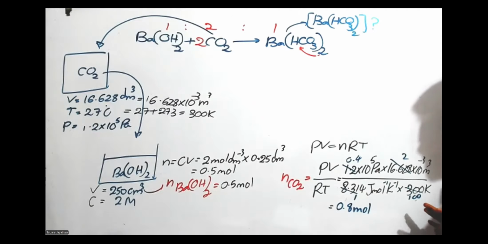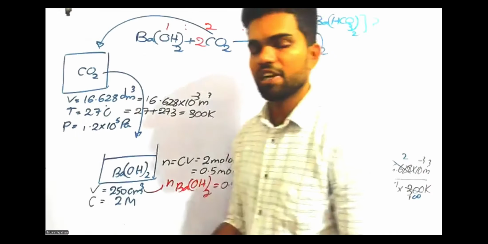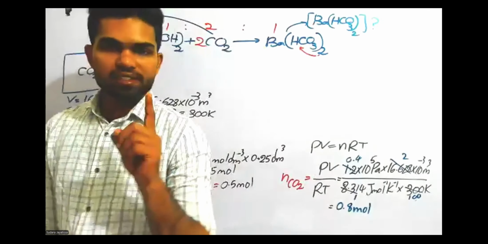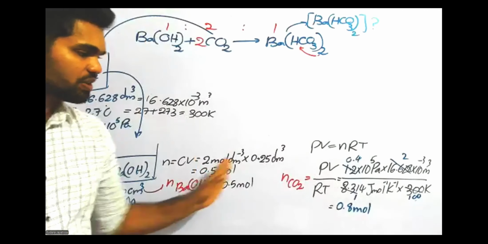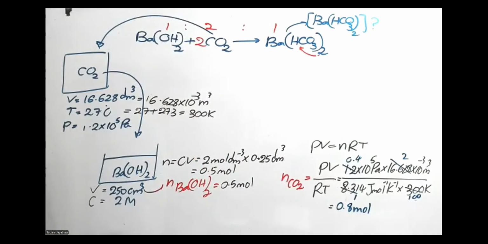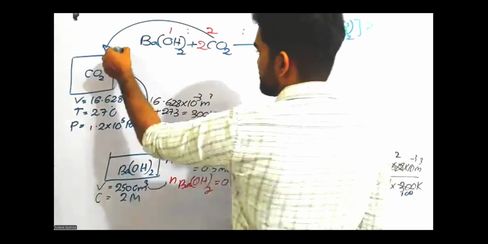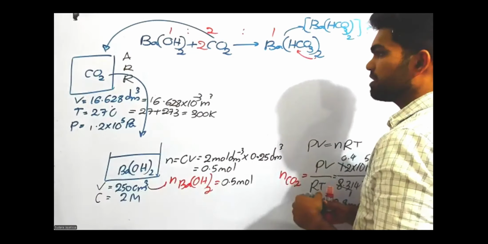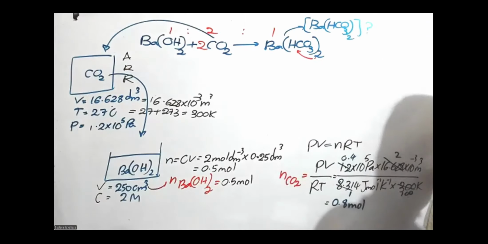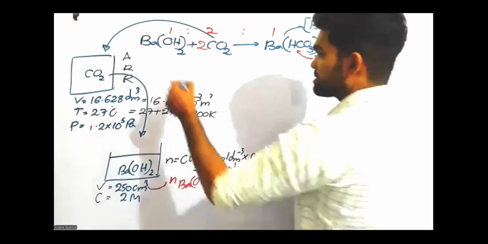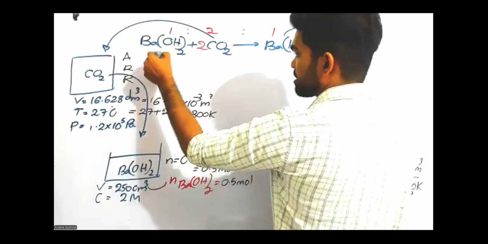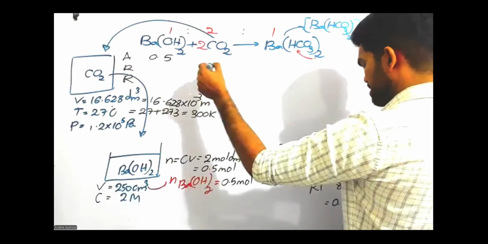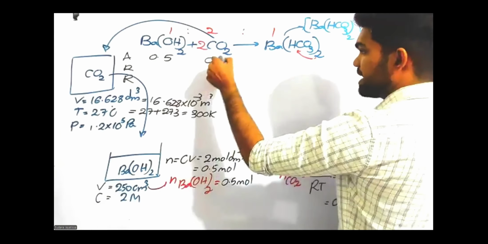So just see whether you understand that part. What are the two things we did? We balanced the reaction, then we found the number of moles. I'll explain after that, but just try to understand these two things we did. So you are using the ARR method, added, reacted, and remaining method. Let's write down how many moles are added from these reactants. From barium hydroxide, we have added 0.5 moles, and from this one, we have added 0.8 moles.